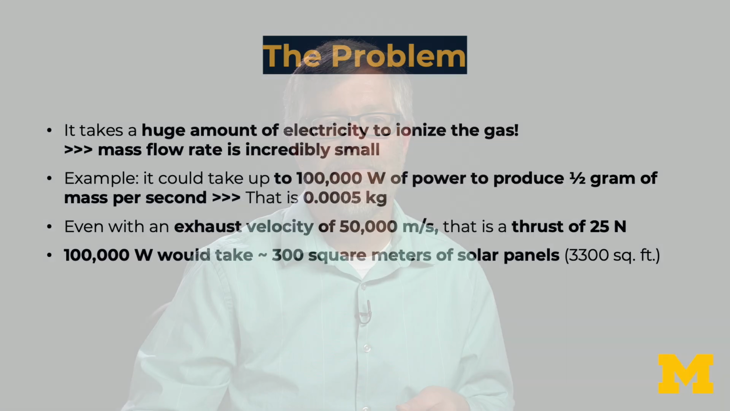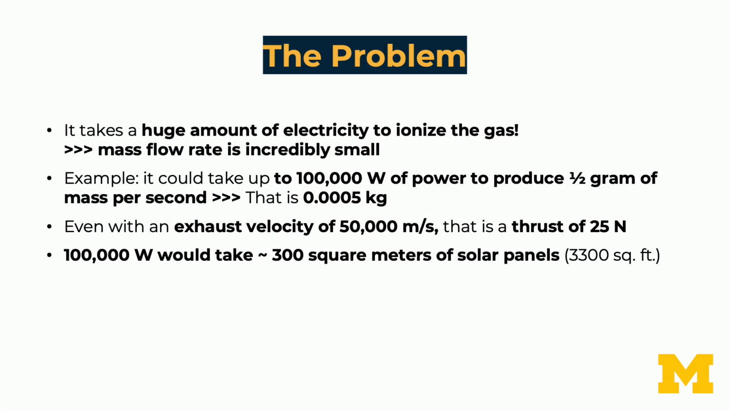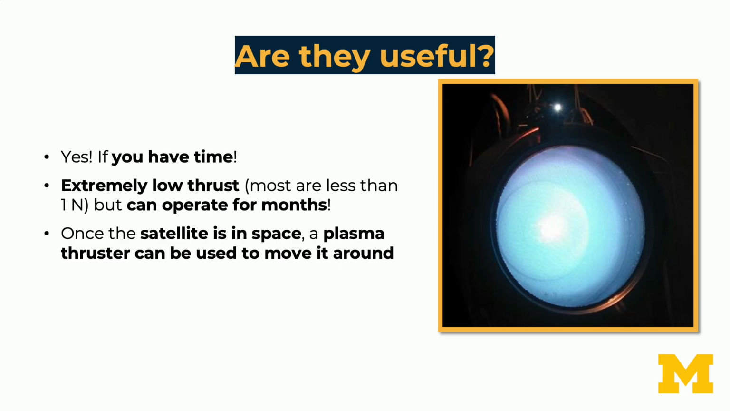That is the big problem with plasma thrusters. And 100,000 watts would take roughly 300 square meters of solar panels. That is a gigantic amount of solar power that would be needed to run this engine to get a thrust of 25 newtons. So the question is, why do we do this?